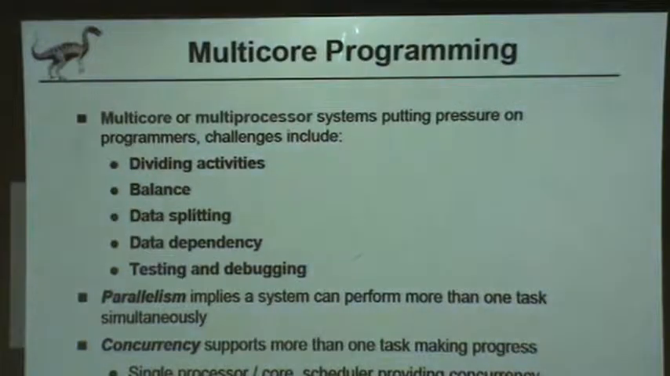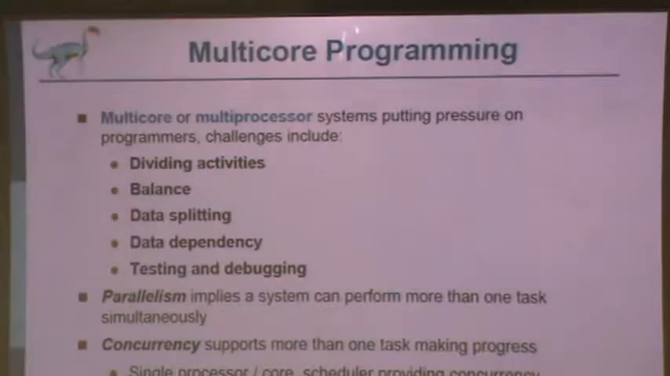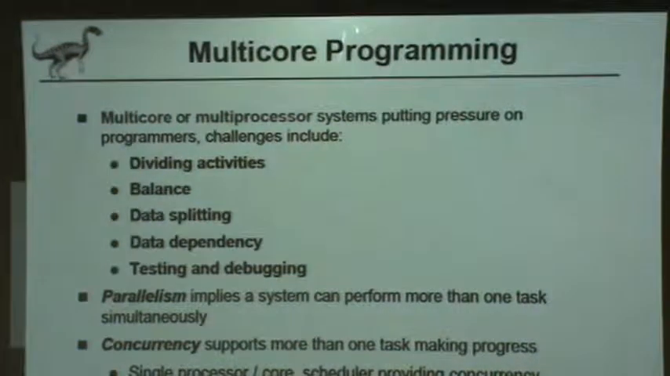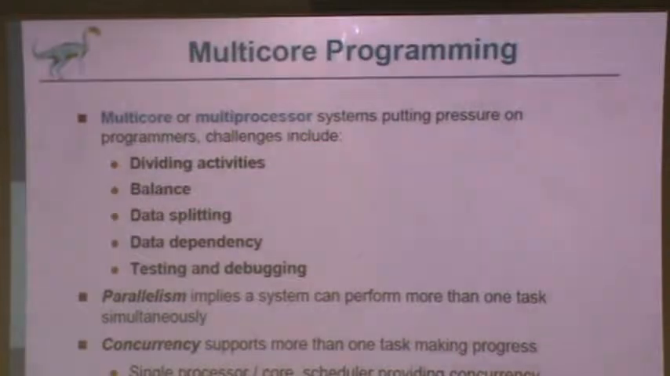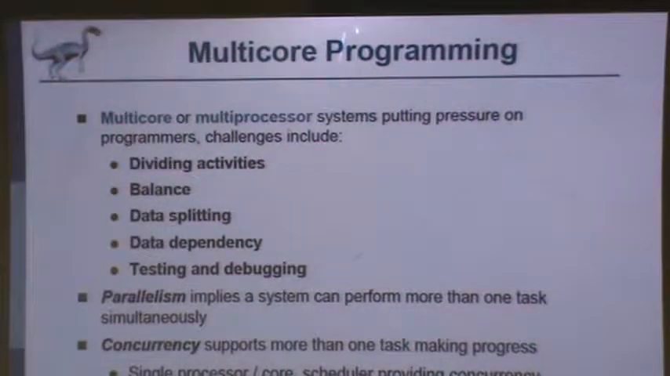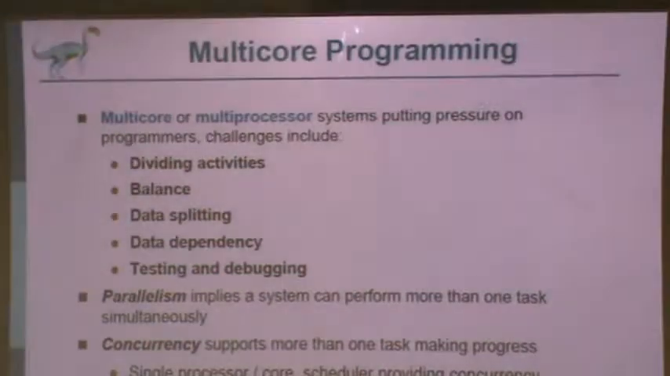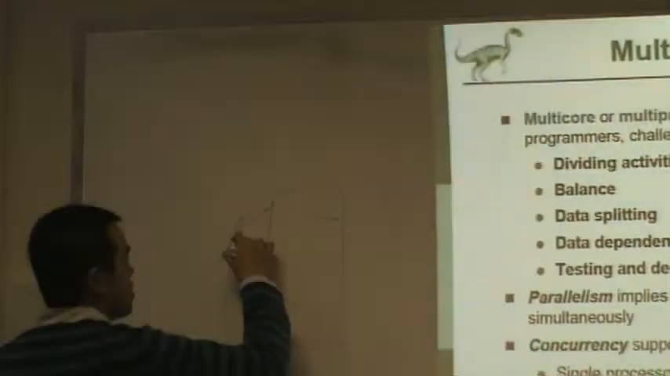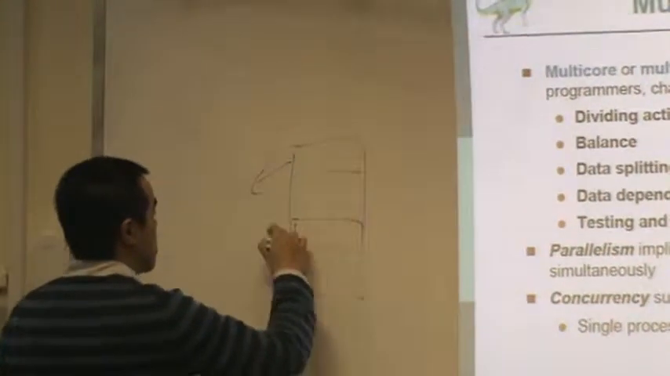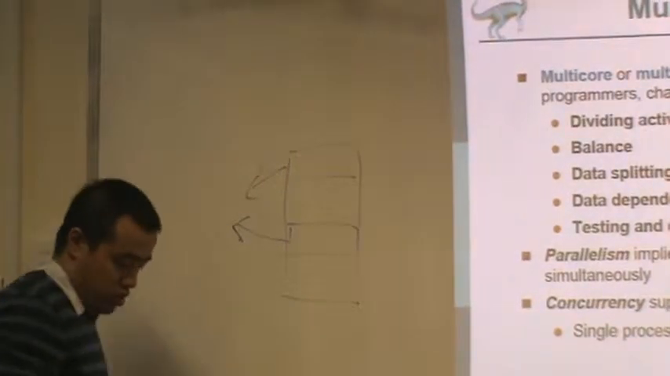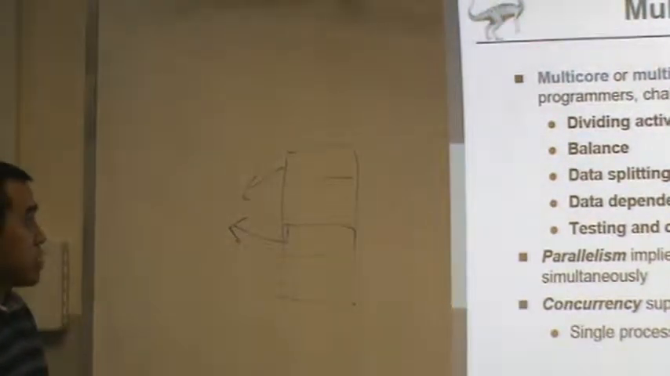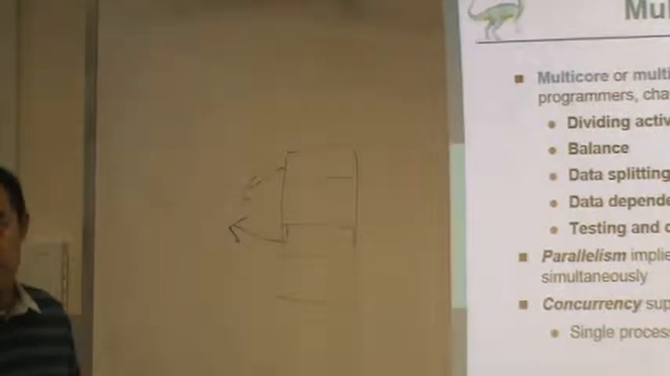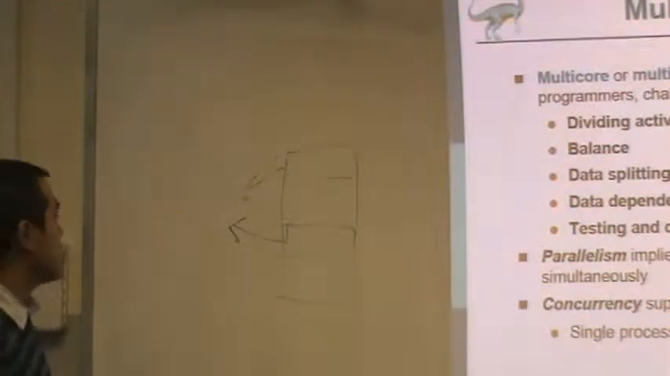Okay, when we want to make a program run on multi-core, we will face these five challenges. First is dividing activities. Give me an example: if this is my code, I divide this part as an activity, and this part as an activity. We'd rather divide the activities and make them independent. Why do we want to make them independent?